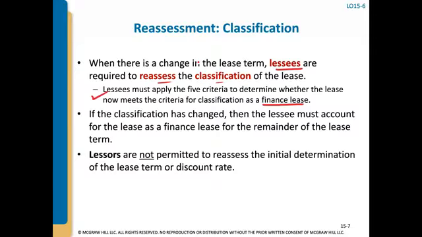So they need to go through that, and if it changes, then the lessee must account for the lease differently. Like if it was an operating lease and now is a finance lease, then it has to be accounted for as a finance lease for the remainder of the lease term. Okay. Lessors, right, the owner of the assets, are not permitted to reassess the initial determination of the lease term or the discount rate. So they have no change. Doesn't matter, right, for the lessor. We're only talking about the lessee side here.